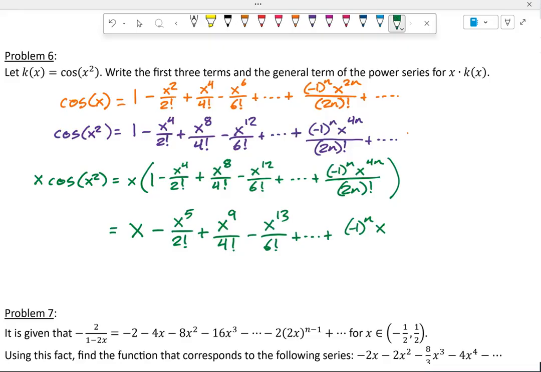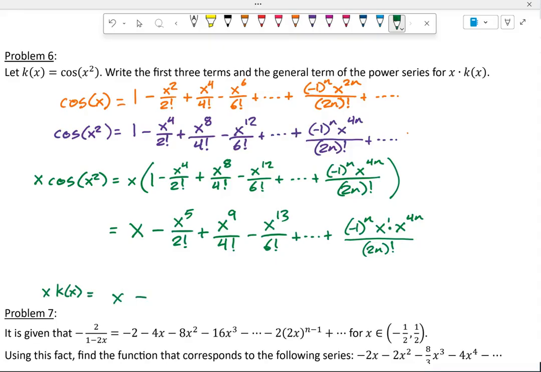So it would be x times x to the 4n. That is x to the first. What do we do with the powers when we multiply bases like that? Do we multiply the powers, add the powers? What do we do with those powers? We add them. So that should be 4n plus 1 in the power. Okay, so then we have our x times k of x would be all of that.